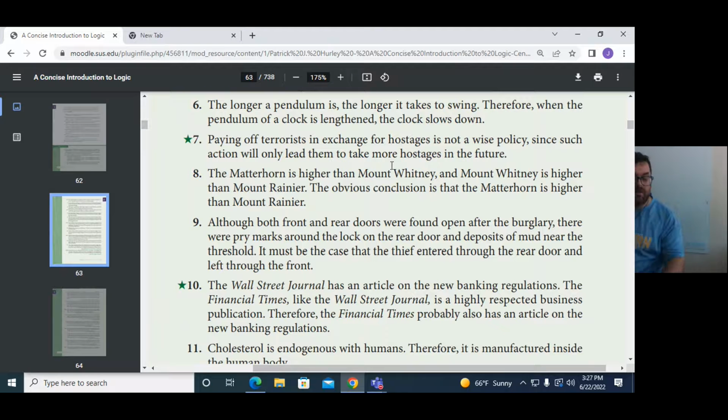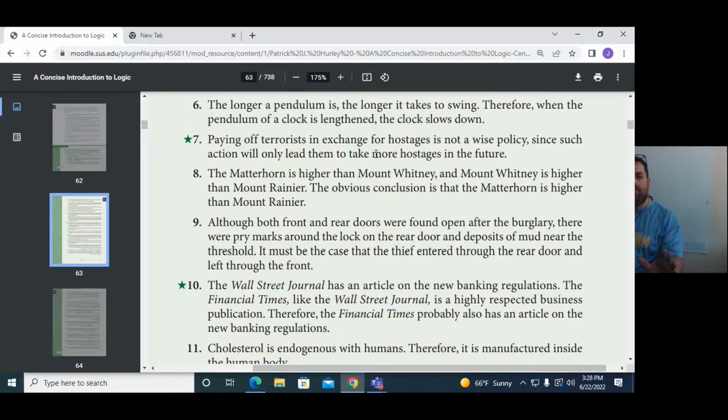I'm screwing this up. I'm sorry, I'm a little tired. But is there a level of necessity between paying off terrorists and whether or not it'll be for the future, right? So paying off terrorists in exchange for hostages is not a wise policy. Premise 1. Conclusion, such action will lead them to take more hostages in the future. That's actually the structure of the argument, right? And then since is not actually reliable here for that reason.